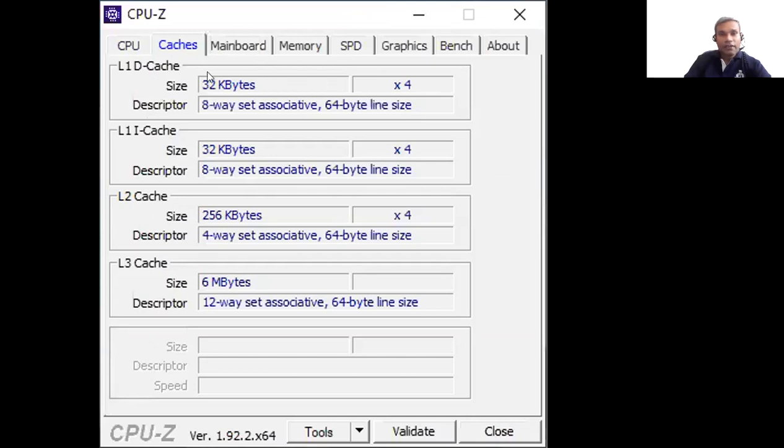Now you can see there's a level 1 cache. It's 32 kilobytes, so it's very small. And you have a level 2 cache of about 256 kilobytes. And this one has a level 3 cache as well, about 6 megabytes. So you can see as the level goes down, the amount of cache increases. But at the same time, the speed decreases.